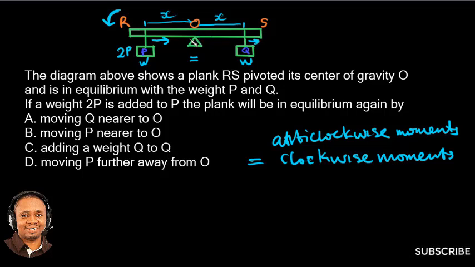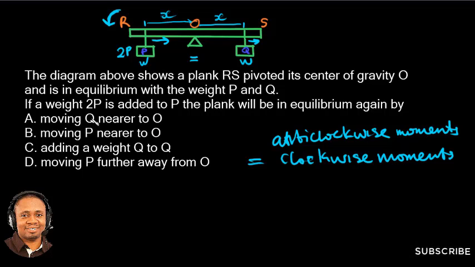Okay, so it is either in those instances we either shift the weight, the extra weight of the P towards the pivot, or we shift the weight of the Q away from the pivot, farther away from the pivot. So let us look at the option to see which one might fit into our description.